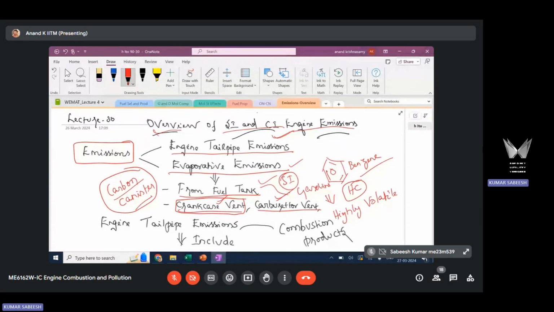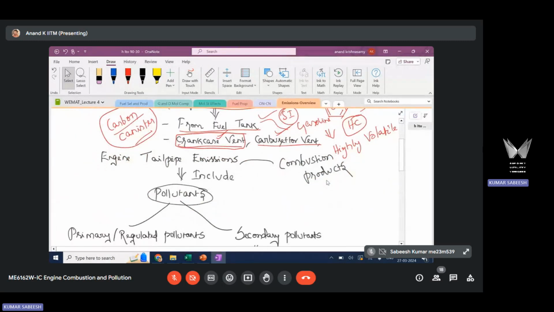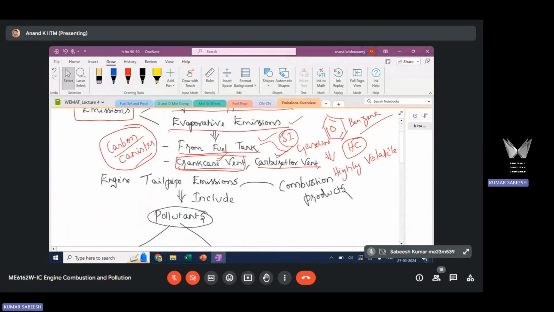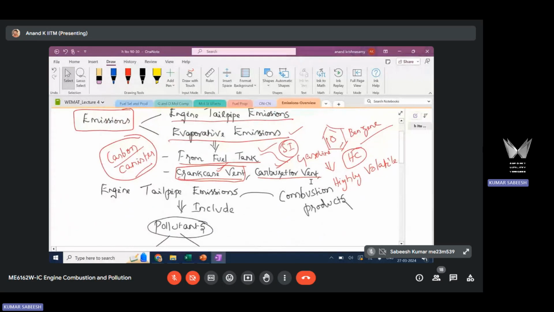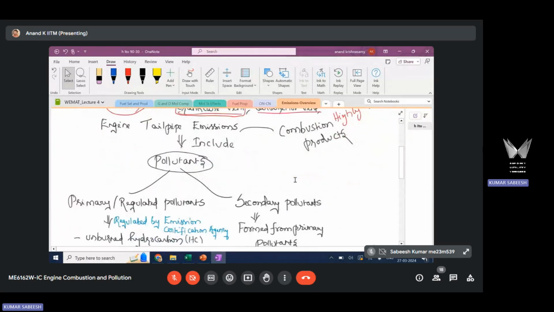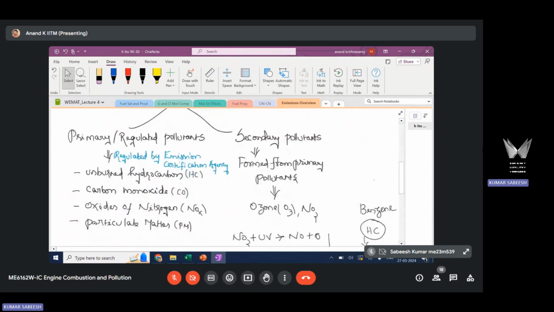Okay, so you have these two sources of emission. One is evaporative, the other one is tailpipe. Tailpipe is more problematic compared to evaporative emission, which can be easily addressed as I just now discussed. Tailpipe emissions are nothing but combustion products, some of whose species are pollutants. You have two pollutant categories. One is primary or regulated, the other one is secondary pollutant.